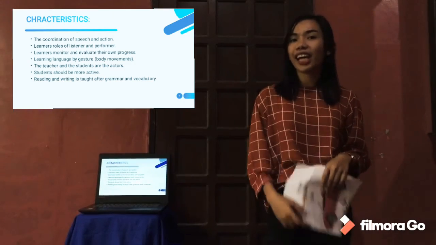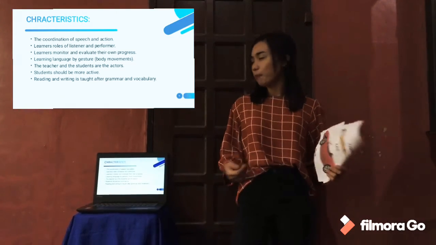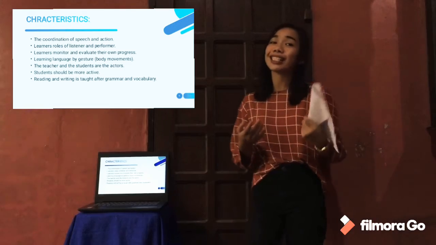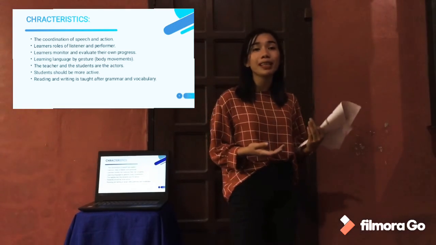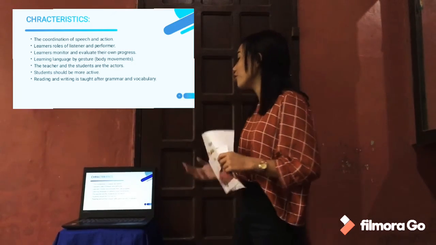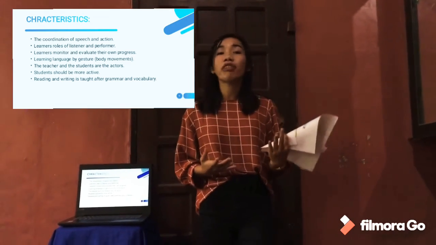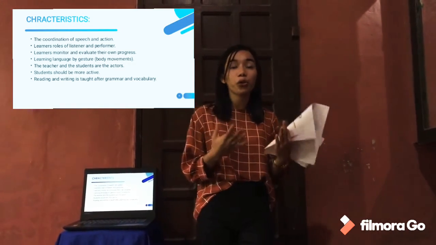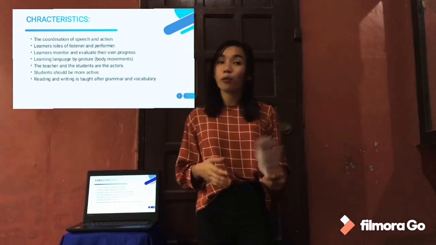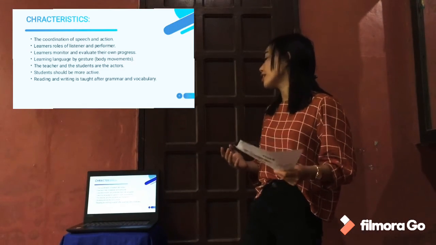So we have here the characteristics. First, the coordination of speech and action. Second is the learner's roles of listener and performer. Of course, as a learner, it is your responsibility to perform the task that the teacher gives to you. The third one is learners monitor and evaluate their own progress. As a learner, you can evaluate if there is progress in you or not. The fourth one is learning language by gestures. The fifth one is the teacher, the students are the actors.